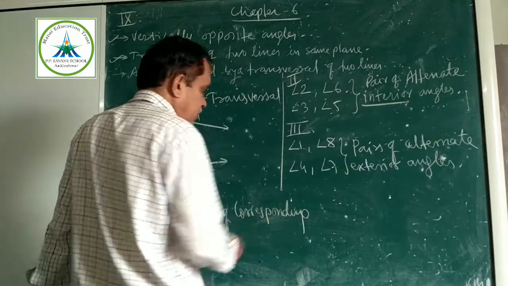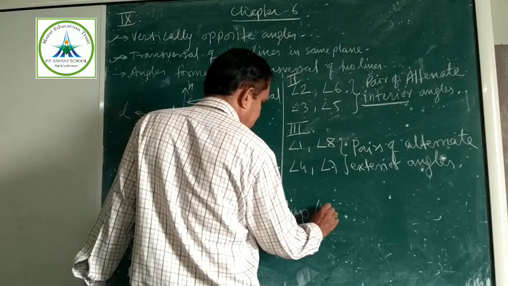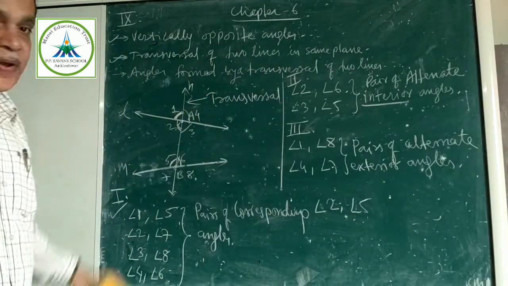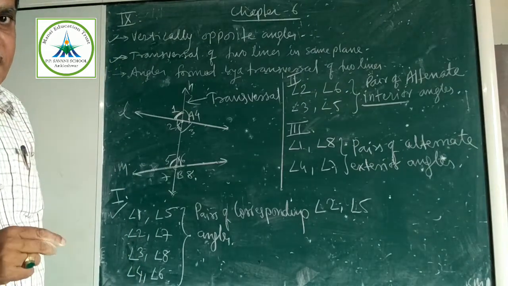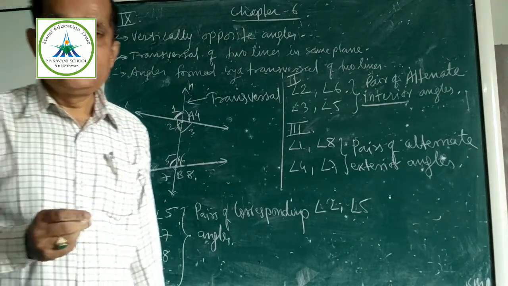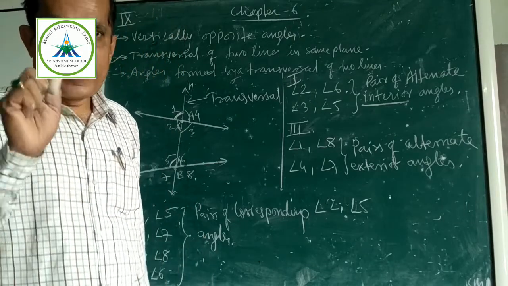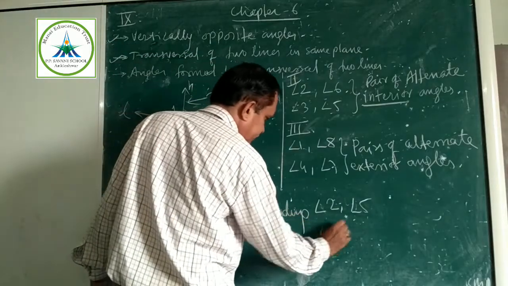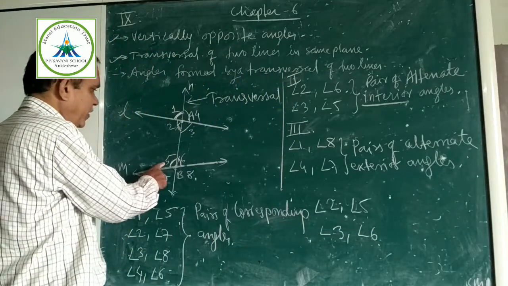Now again see, I am taking one more pair. Please tell me. Angle 2 and angle 5. You are listening? Any more pair of the same type? Think. I am waiting for a few seconds. Ready? All of you? Very good. Those who are thinking, very good. Those who are looking at the diagram, very good. Yes. Now see, 3 and 6.